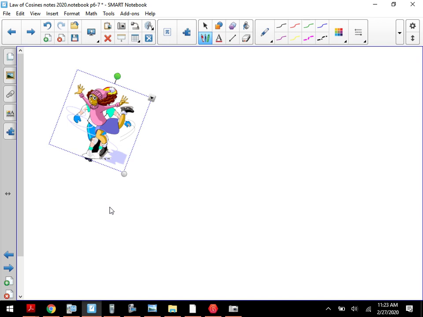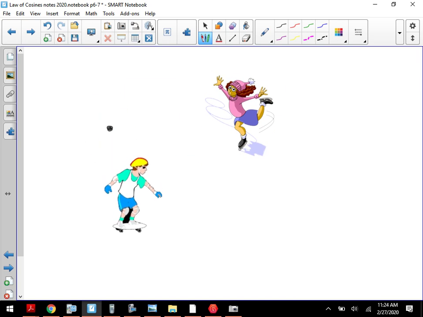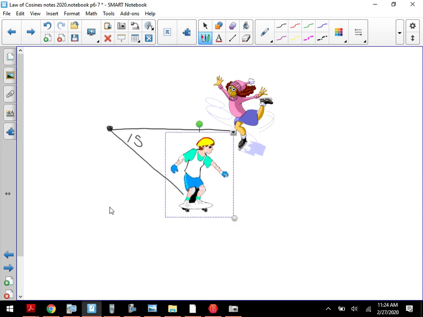They say they skate apart from one another. One person goes one way, the other person goes the other way. They had to start somewhere, right? One person went one direction, the other person went some other direction. What was the angle between them? Where does the angle go? Okay. Now we just have to figure out who's who.